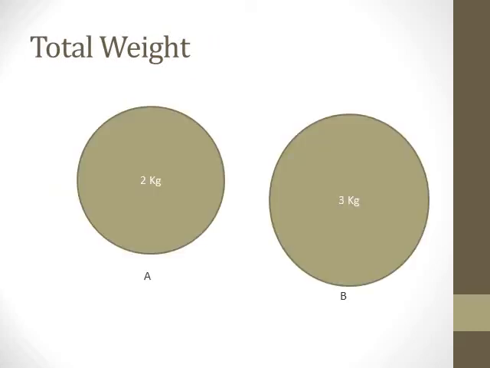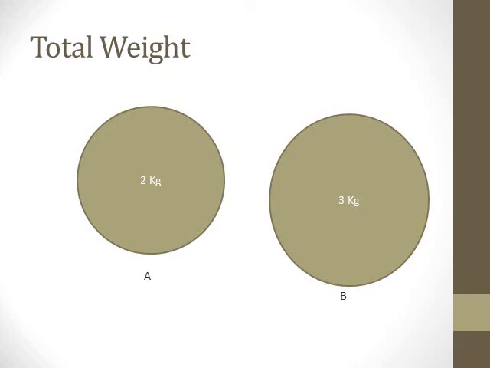Now here we have an example, and there are two objects. One of them is A and the other one is B, and their weight is written inside them. Object A is having a weight of 2 kg and object B is having a weight of 3 kg. So can you tell me the total weight of these two objects? It is very simple and easy.